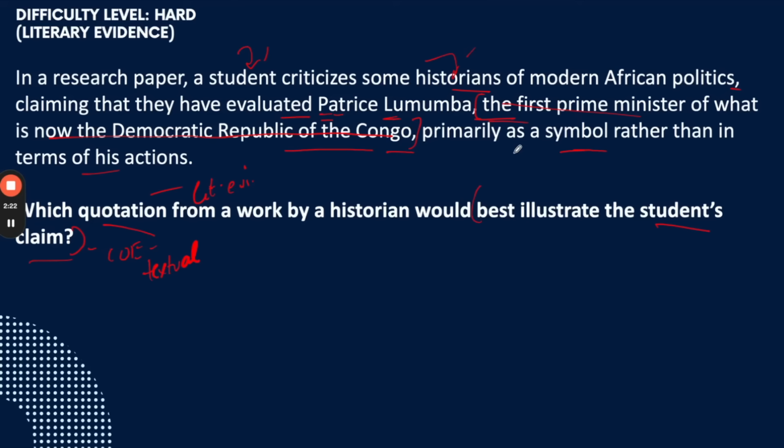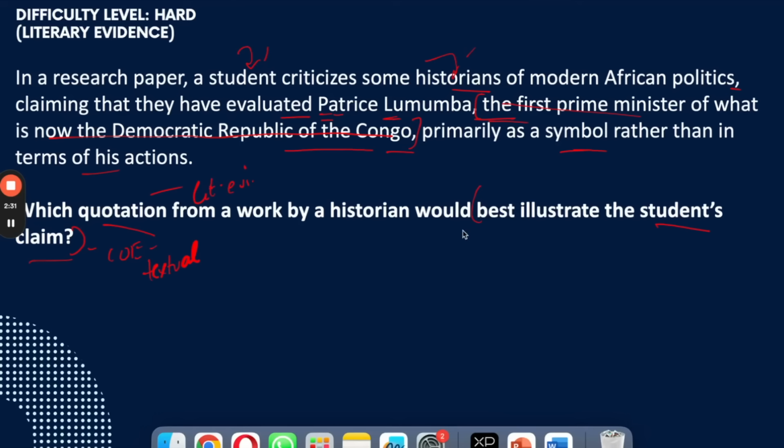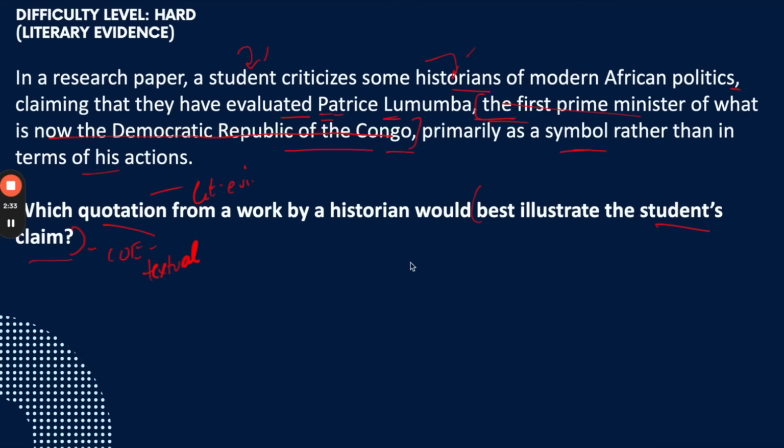So if I have to simply put it, we have to find an option that states that PL is being assessed more as a symbolic figure rather than being evaluated based on his practical political actions and accomplishments, right? So this is what the correct option should state, because we are basically supporting the student's claim. In order to support or illustrate his claim, we have to support him, and this is his claim.